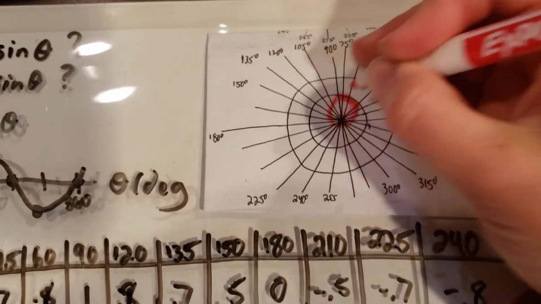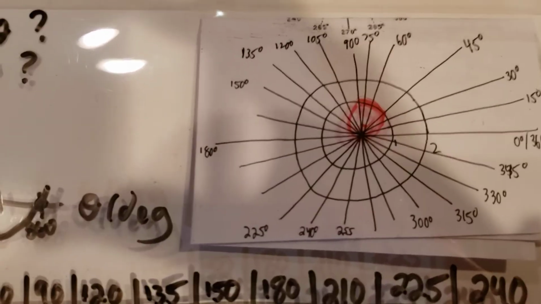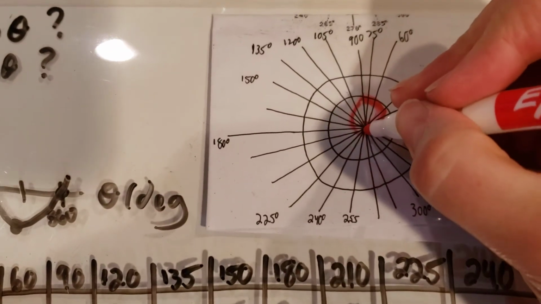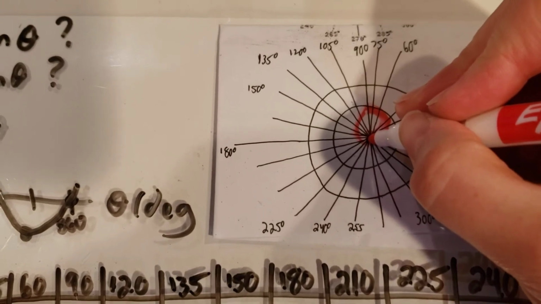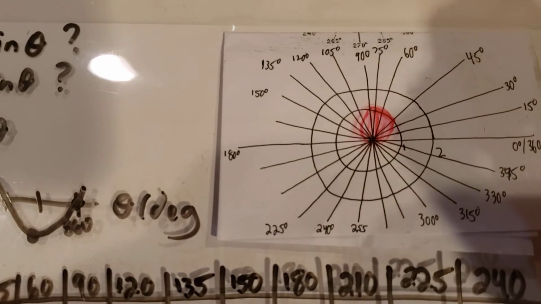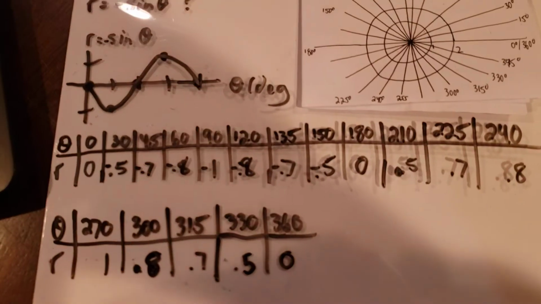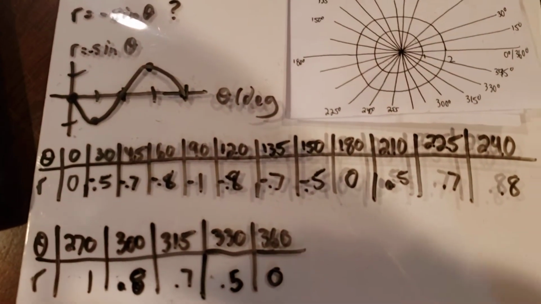So sine of theta, remember, sine is like the y coordinate, and y goes up and down. From the center, we've got a circle with a diameter of 1 that's going up. R equals negative sine of theta, so let's check that out now. So here's the graph for r equals negative sine theta.